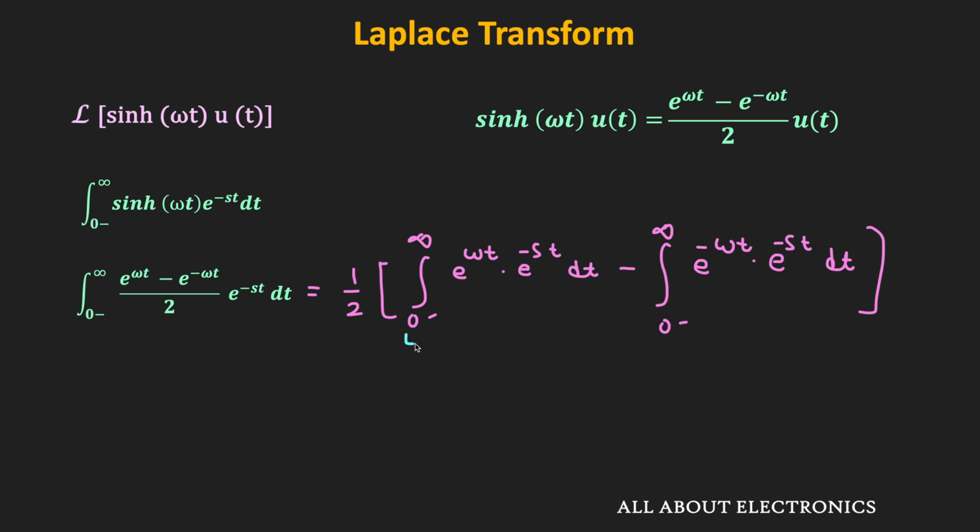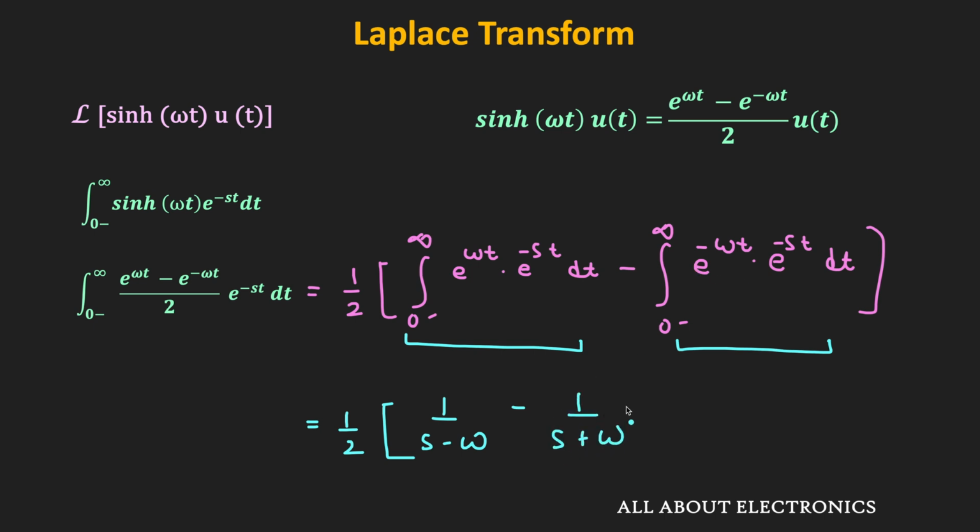So this term is the Laplace transform of the function e to the power omega t, and likewise this term indicates the Laplace transform of the function e to the power minus omega t. So we know that the Laplace transform of e to the power at is equal to 1 divided by s minus a. So similarly, the Laplace transform of the function e to the power omega t will become 1 divided by s minus omega. And likewise, the Laplace transform of e to the power minus omega t is equal to 1 divided by s plus omega.